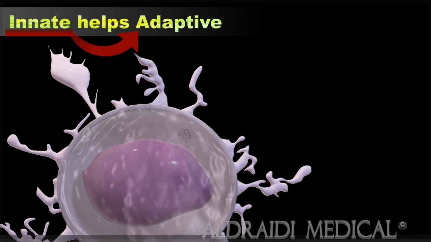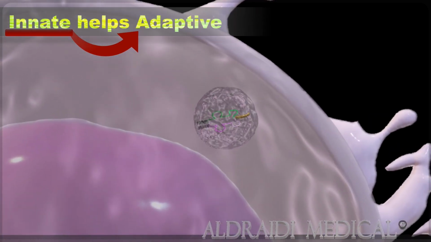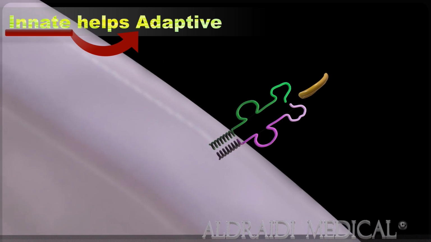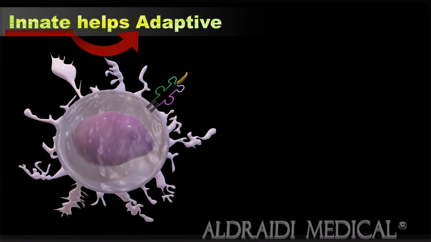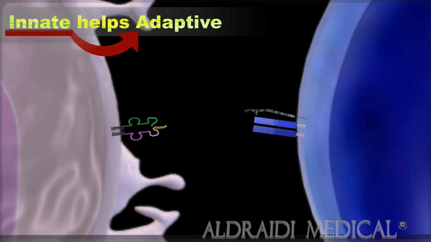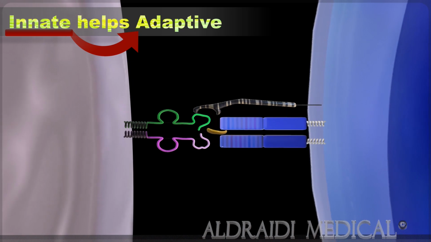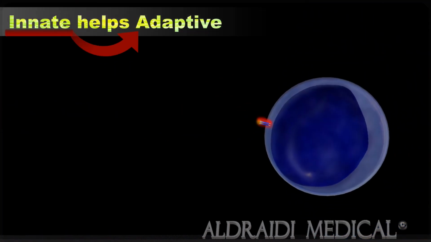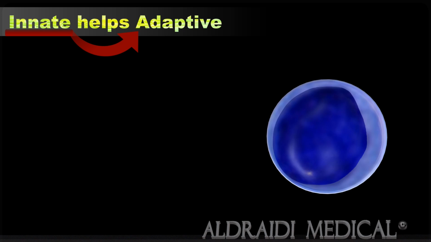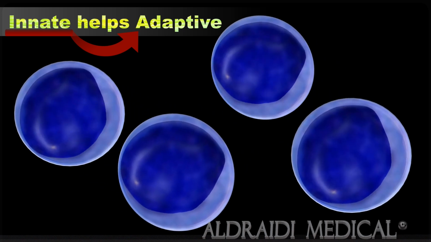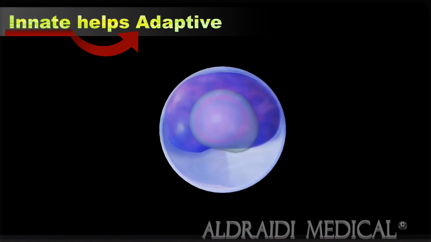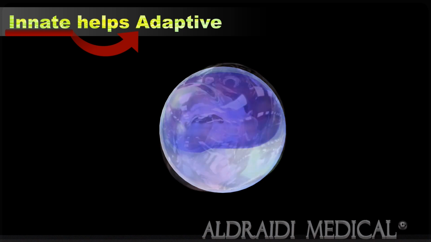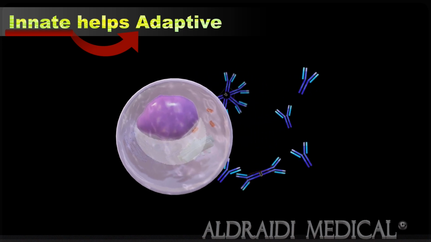For example, the innate immune cells process and present antigen to facilitate stimulation of specific T lymphocytes, and will subsequently release cytokines that are necessary for the activation of T lymphocytes, as well as triggering the differentiation of B lymphocytes into plasma cells and isotype switching.